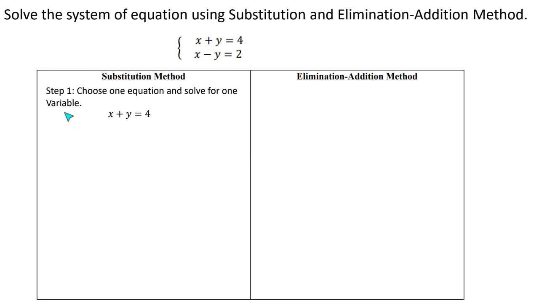So for step 1, you choose one of the equations. I'm going to choose x plus y equals 4. And then you solve for a variable. You can solve for x or you can solve for y, whichever variable you prefer. In this example, I went ahead and moved y to the right side by subtracting y on both sides. So we get x is equal to 4 minus y.